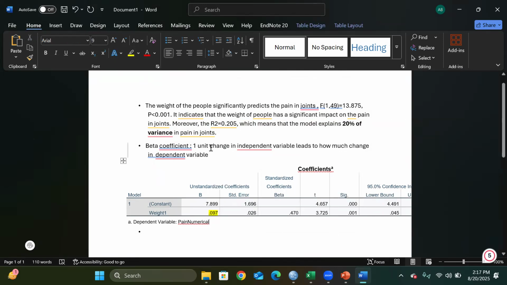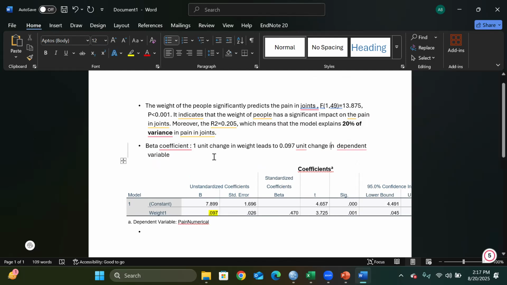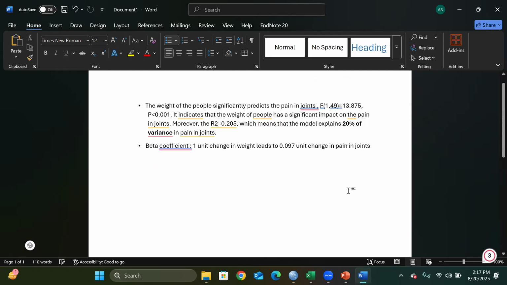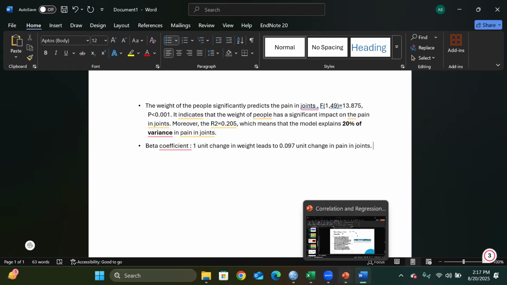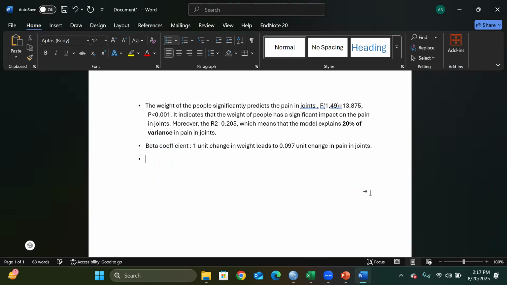The unstandardized beta coefficient is 0.097. That means that a 1 unit change in weight leads to a 0.097 unit change in pain in joints. So now your data is perfectly analyzed, showing how much the relationship is between weight and pain. And this table you will also add in the results portion of your manuscript.